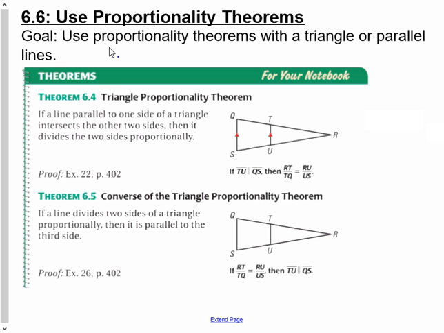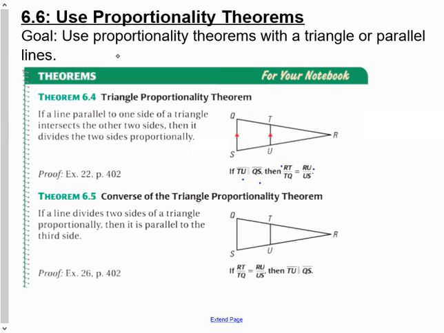For example, here, seeing TU is parallel to QS, that's going to give us similar triangles. These angles are congruent by corresponding, so are these two, and we even have a reflexive third. So the triangles are similar, but more specifically, these sides have the same proportion or ratio, as SU and UR. And so that's what we have here: RT to TQ is equal to RU to US.